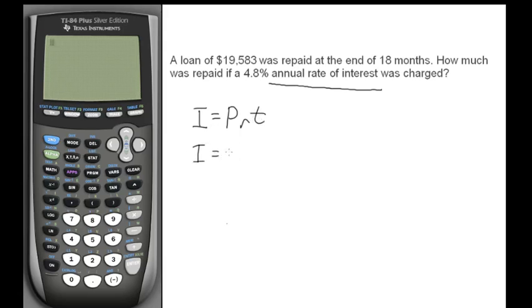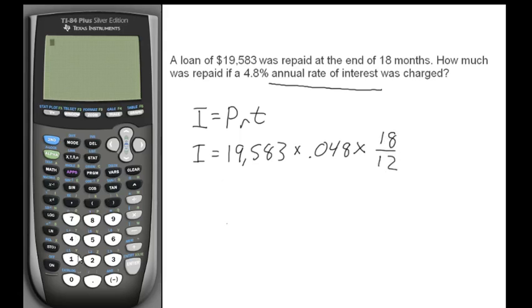So I equals our principal, $19,583, times our rate, which again we need to write as a decimal. So 4.8% is 0.048, times the amount of time. Now, 18 months is not in years, so we need to convert it to years. So 18 months, since there are 12 months in a year, is 18/12ths of a year.